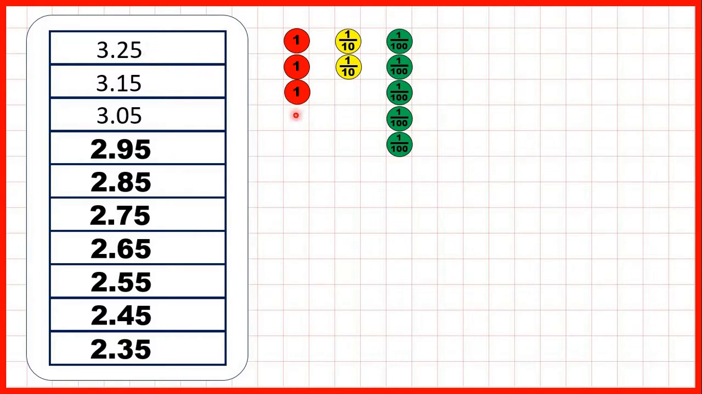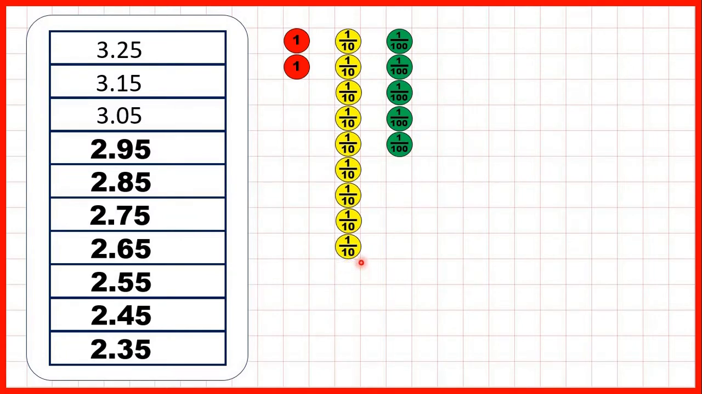3.25 is 3 wholes, 2 tenths, and 5 hundredths, and this time we're counting back in tenths, so the 5 hundredths is going to stay the same. When we've taken away 2 tenths, we get to 3.05, or 3 wholes and 5 hundredths, but then, to take away tenths, we need to exchange one of our wholes for 10 tenths. Then we can keep on subtracting tenths, or counting back, until we get to 2.35, or 2 wholes, 3 tenths, and 5 hundredths.